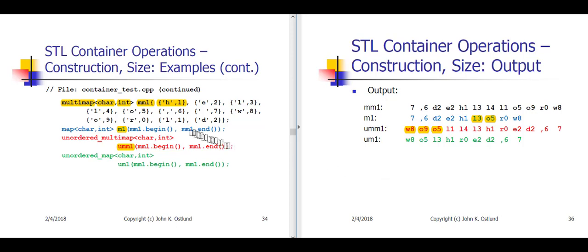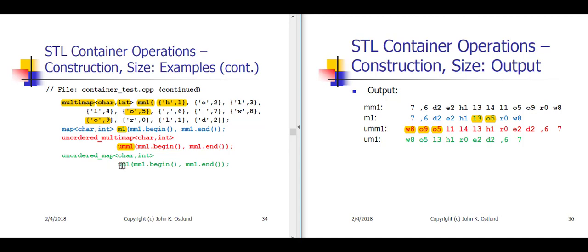Notice here that key O value 5 actually comes ahead of key O value 9 in the multimap MM1, but when we construct the unordered multimap UMM1 from MM1 and display the unordered multimap, the values come out in the reverse order for some reason. It's not predictable. You can't assume anything about the order in which these key value pairs are going to be displayed.